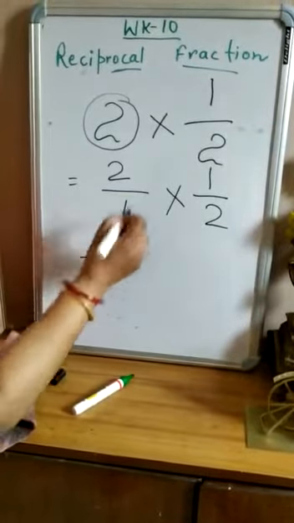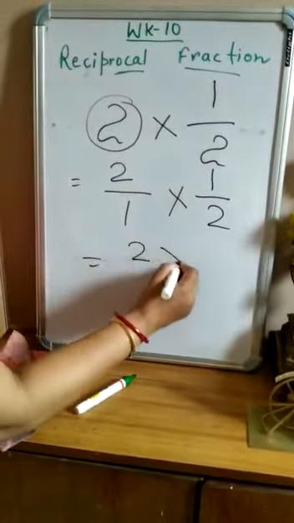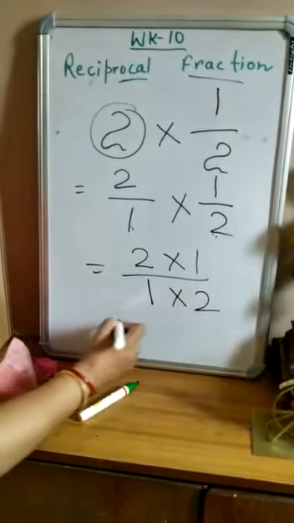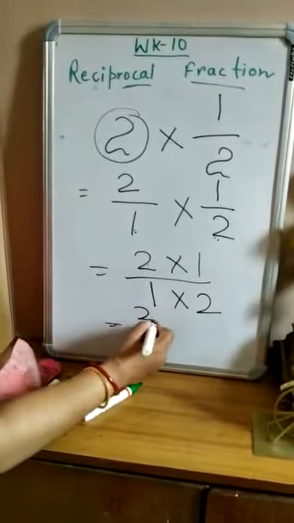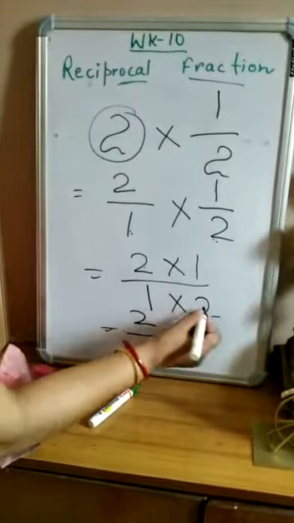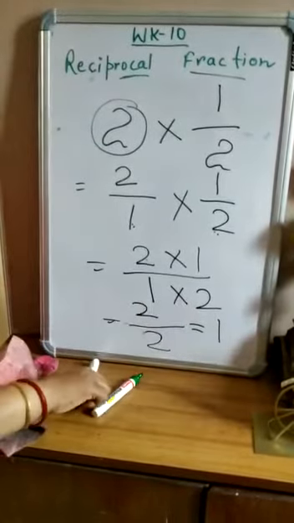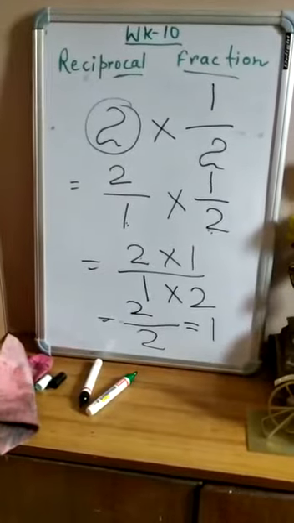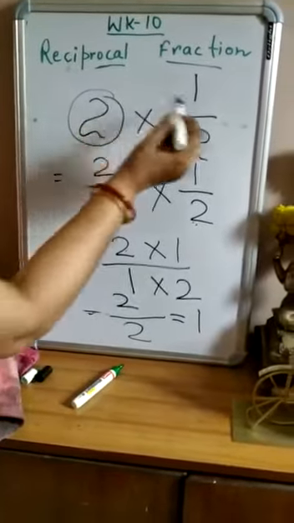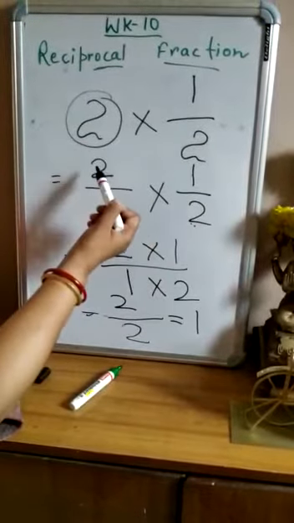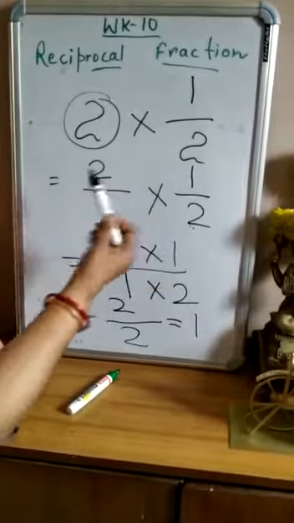Here the numerator will be multiplied with the numerator, 2 times 1, and the denominator will be multiplied with the denominator, so 1 into 2. So 2 times 1 is 2 and 1 times 2 is 2. So 2 divided by 2 is, children, 1. So in both cases, these two fractions, 2 by 1 and 1 by 2, are reciprocal to each other.